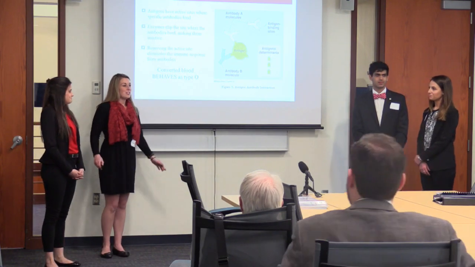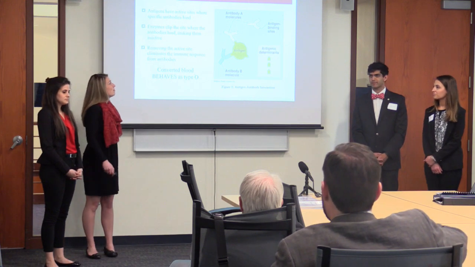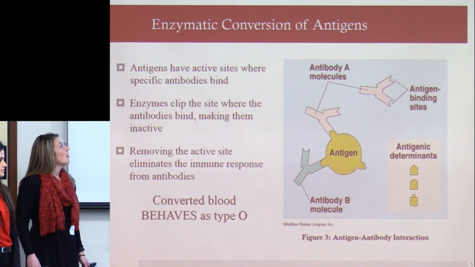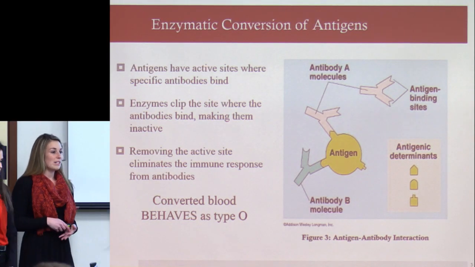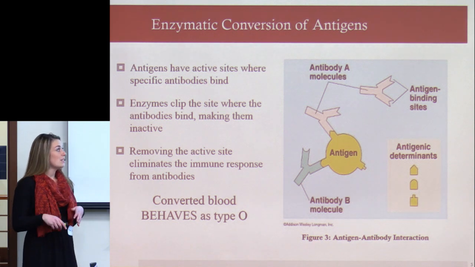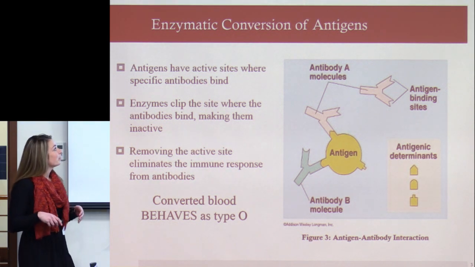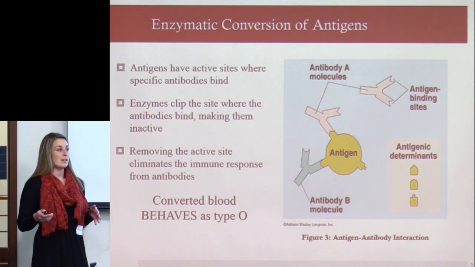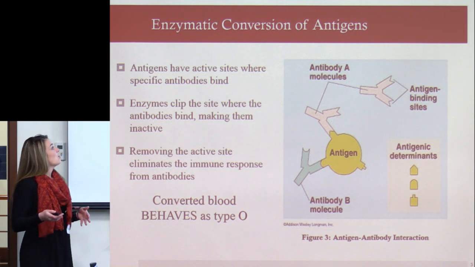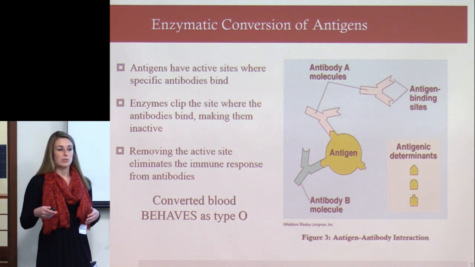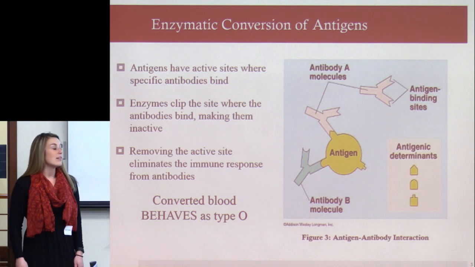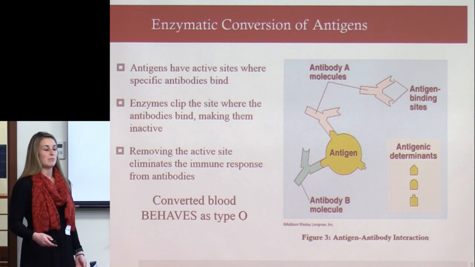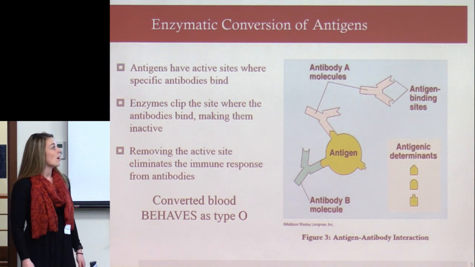Okay, so as Taylor said, one of the first methods we're going to look at is the enzymatic conversion of antigens. So just to give a brief overview of how that actually works. The antigens have a specific binding site where the antibodies will attack. So basically what these enzymes can do is clip the site where the antibody binding occurs, and that basically renders the antigen inactive. So when that binding doesn't occur, the immune response doesn't happen, making the blood essentially behave as type O. So you can transfuse it without that immune response because of the deactivated form of antigens.